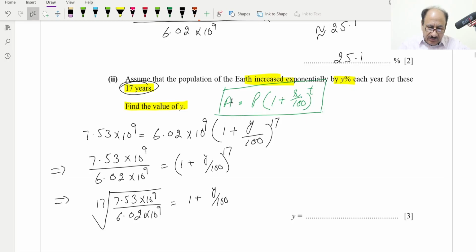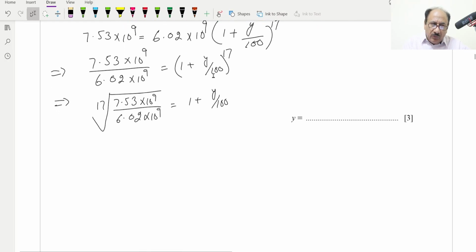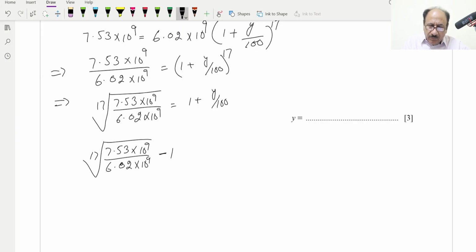Now power 17 is shifted to the other side. Now we can shift 1 also, and this fraction I will copy as it is. At the final level we will simplify by the calculator, so this will be minus 1 and equal to y over 100. Over 100 I'm shifting to this side, and we are multiplying by 100. Hopefully you understood this step also.